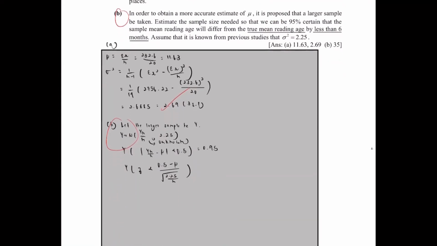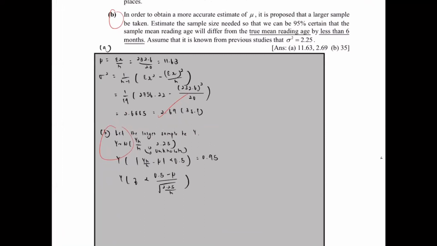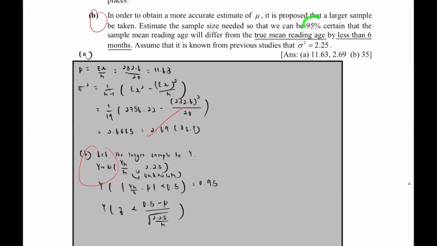Part B, in order to obtain a more accurate size of mu, it is proposed that a larger sample be taken. Estimate the sample size needed so that we can be 95% certain that the sample mean reading age... let the larger sample be y. That's a bit odd. Sample is referring to sample size. Larger sample means larger sample size. So it's an n. You want the n to be bigger, not the random variable. Do you get what I mean? Or did you mean to say let the random variable with a larger sample size be y?